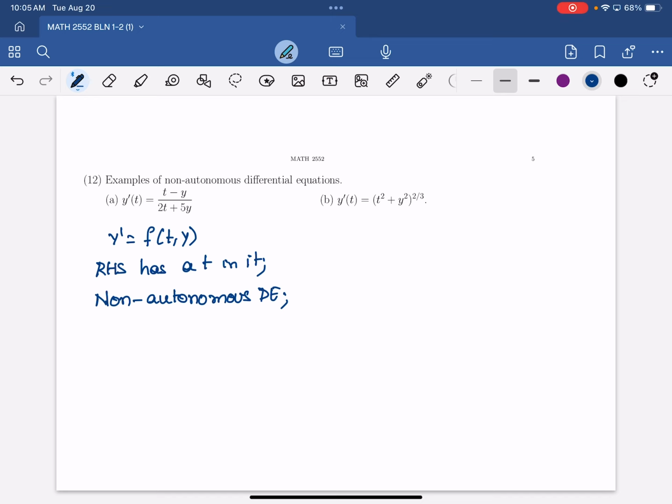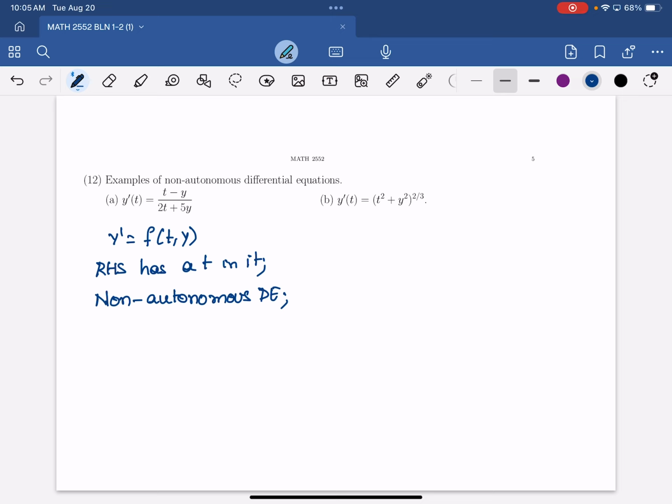What is linear? Linear means we should have it in the form of y prime plus p of t times y equals q of t, right? Is it in that form? Because in the linear one, there is no y in the denominator. This one has a y in the denominator. That's why the coefficient of y prime equals 1, and there is a y in the denominator. That's why it's non-linear. Okay.